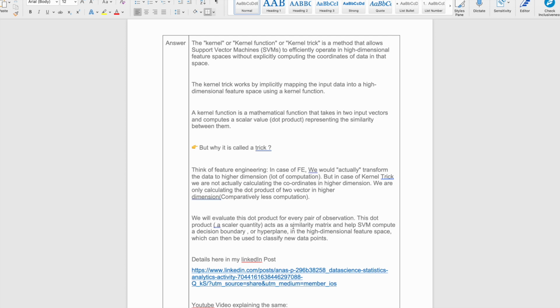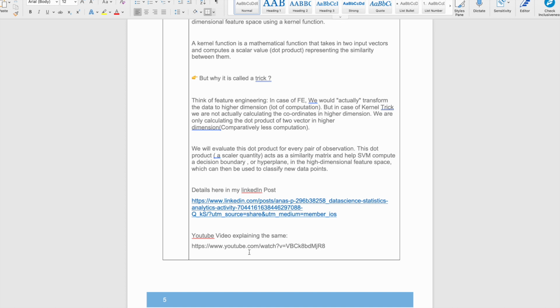Friends, assume that you do feature engineering. Sometimes you have to do data transformation as part of feature engineering. Feature engineering is different from kernel trick, because in feature engineering we are actually transforming all the data points into another feature dimension space, but in the case of kernel trick, we are not doing that.